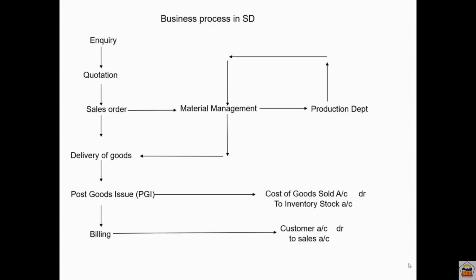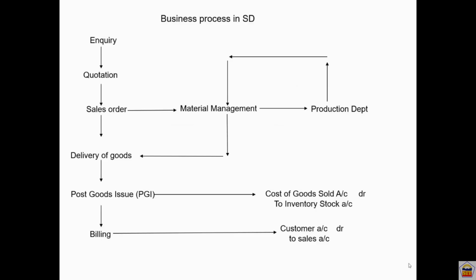This PGI entry is the entry which gets triggered through the OBYC setting we have seen in the FI-MM integration, whereas this billing entry gets triggered through the integration of FI with SD. For that, we have the VKOA transaction code, which is very important, through which we link the revenue account, the sales account, to the sales organization, the account assignment group for the customer and material, and the chart of accounts. That is how the revenue account gets determined.